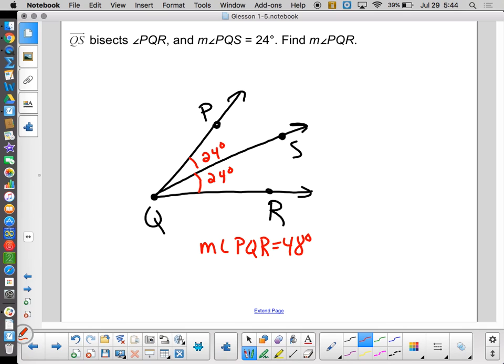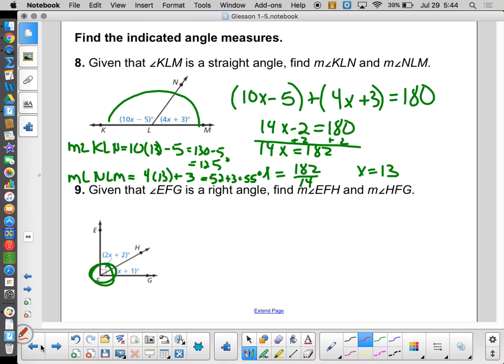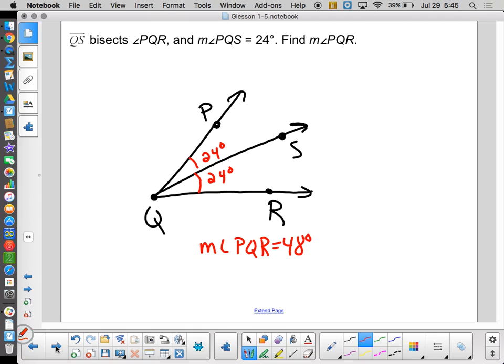So now we get the idea of an angle bisector, where the ray down the middle actually does split it equally. Here, LN was not a bisector of that straight angle. It didn't split it equally. Here, FH is not a bisector. It's not splitting it equally. But here, QS is a bisector. It is splitting it equally.